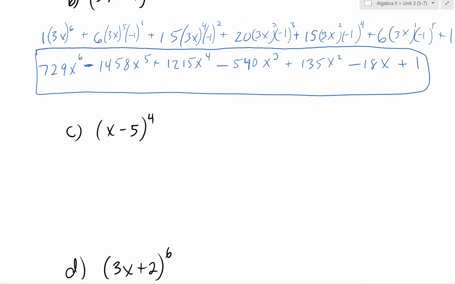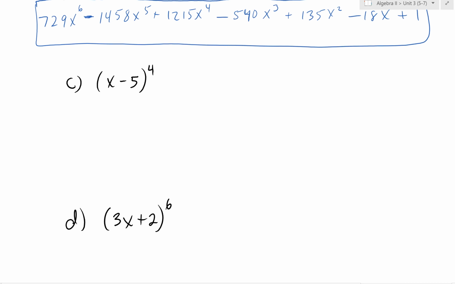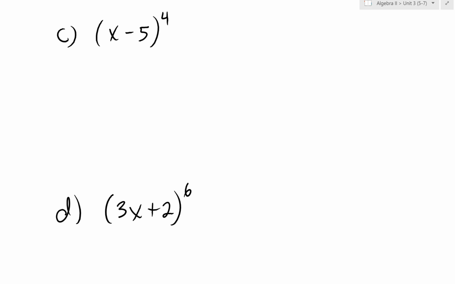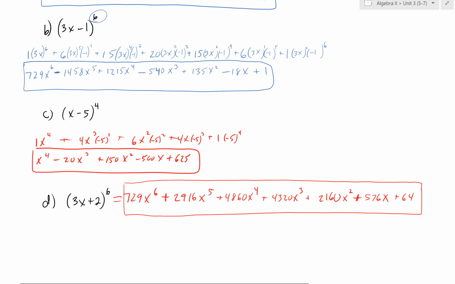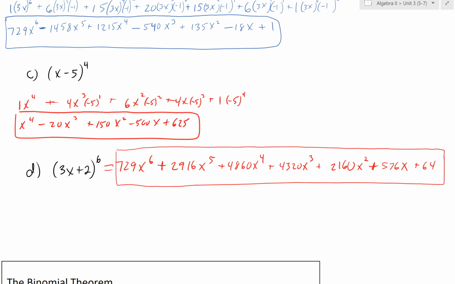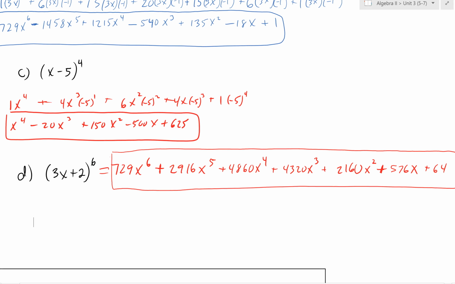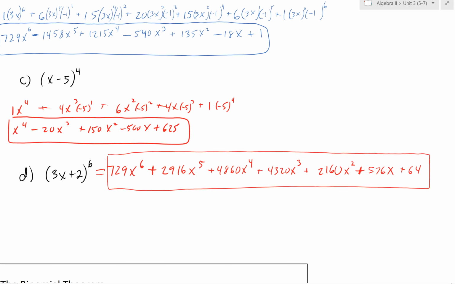Okay. All right. Go ahead and try these last two, C and D, using Pascal's triangle. All right, so let's go ahead and take a look. You can check your answers on those two. And let me know if there's any particular term that you want to see how I got the coefficient for that term.